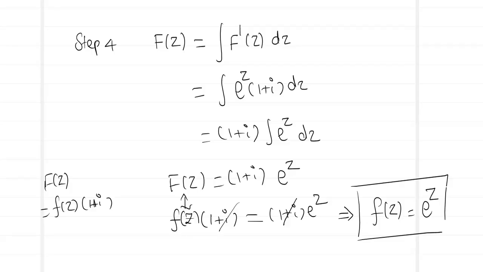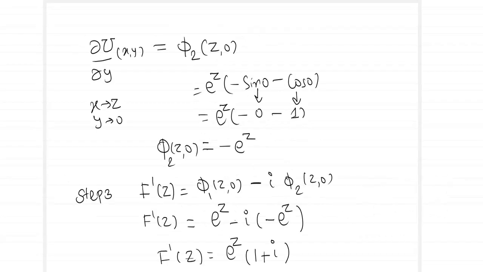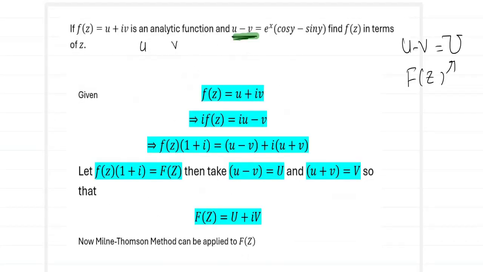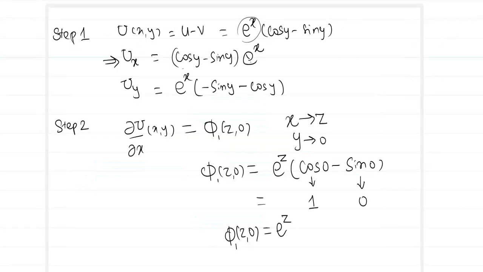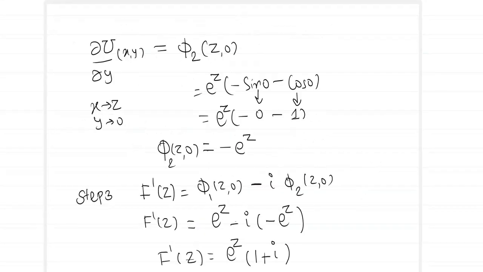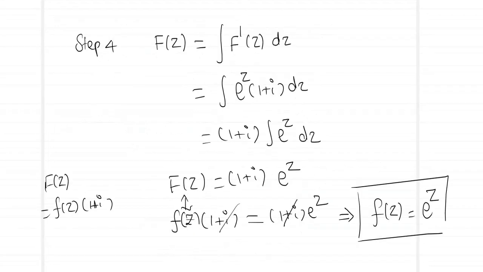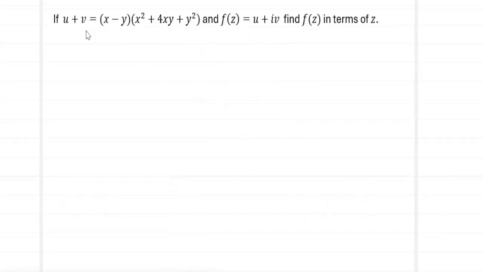So this is the way we proceed when we have been given either a u plus v or a u minus v. So we will try to do one more problem of the category u plus v. The problem is, if u plus v is x minus y into x square plus 4xy plus y square, f of z is equal to u plus iv. We have to find f of z in terms of z.